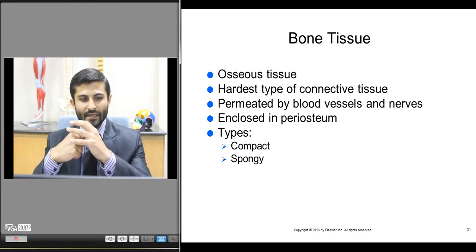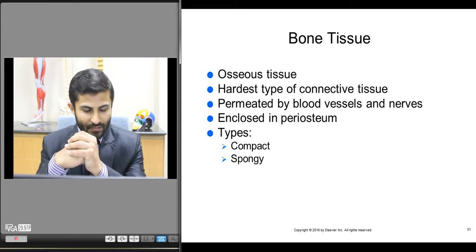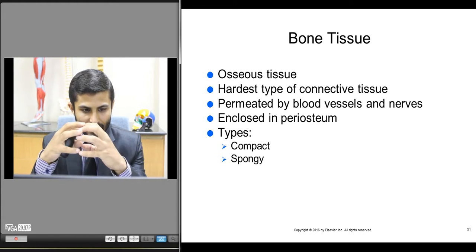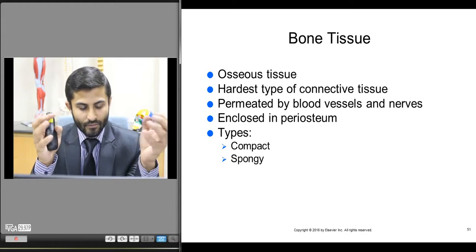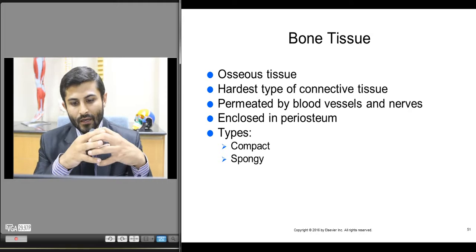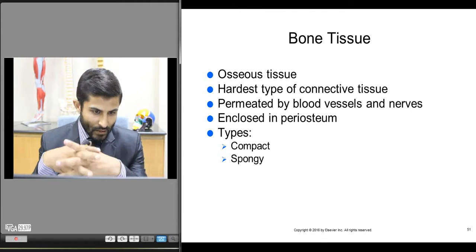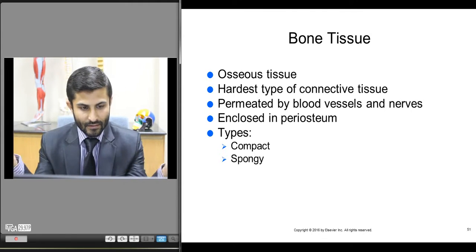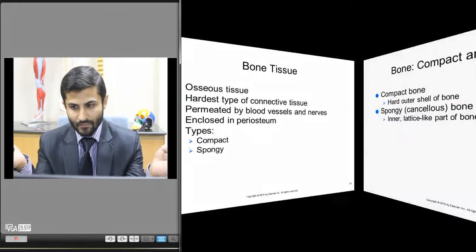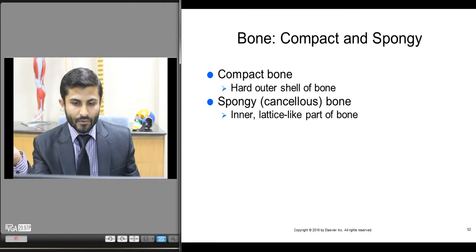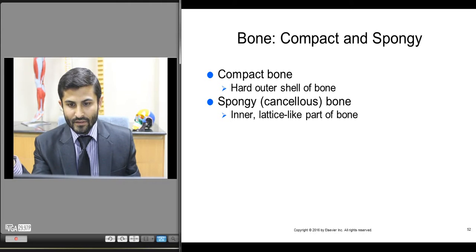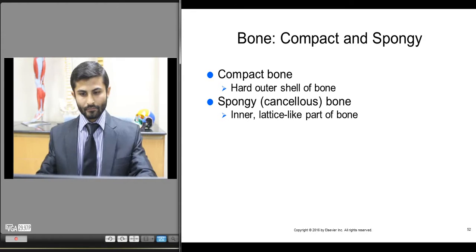In compact bone, the osteocytes are closely packed, and in spongy there is a trabecular-like network of these osteocytes. So spongy is lighter, and compact is more dense and heavy as compared to the spongy. Compact bone is the hard outer shell of the bone. Spongy or cancellous bone is the inner lattice-like part of the bone.